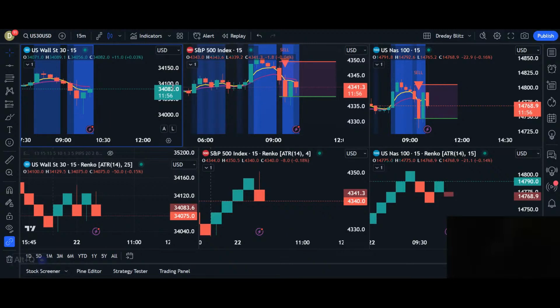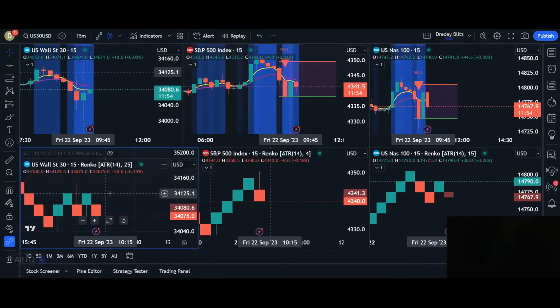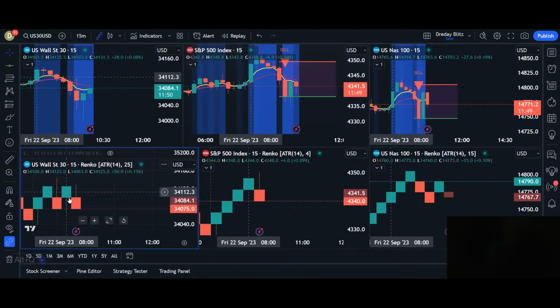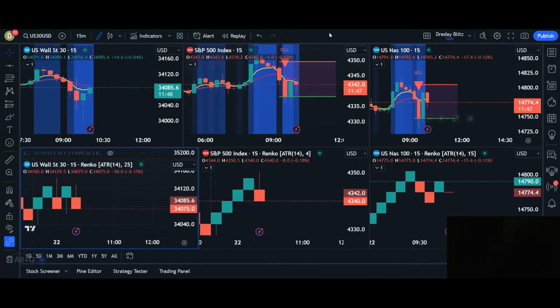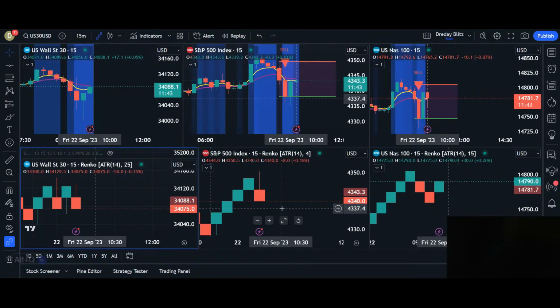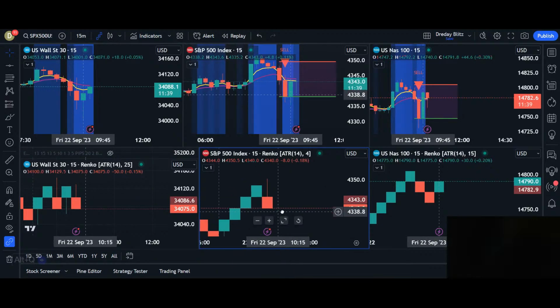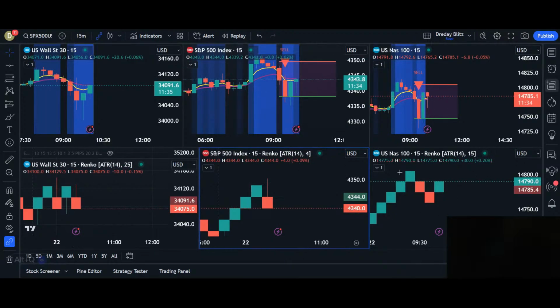It did start to reverse, but the Renko bar is still looking bearish here. For S&P 500, still no decision on where the market will go. Still looking bearish overall, but we're waiting for the next Renko bar to be created.